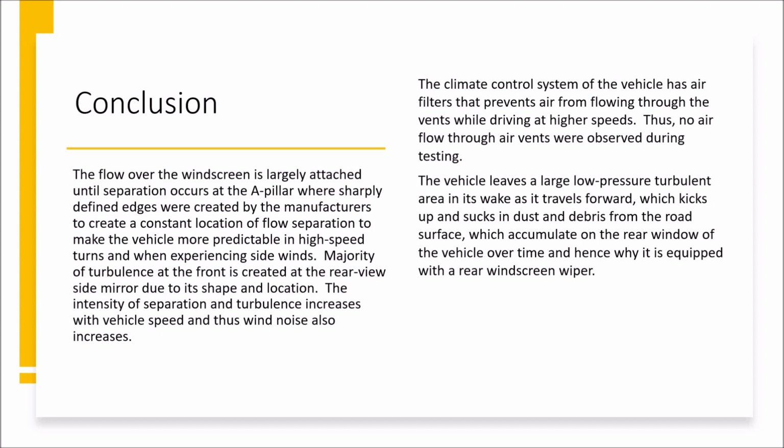The climate control system of the vehicle has air filters that prevent air from flowing through the air vents while driving at higher speeds. Thus no airflow through the air vents was observed during testing. The vehicle leaves a large low pressure turbulent area in its wake as it travels forwards, which kicks up and sucks in dust and debris from the road surface, which accumulate on the rear window of the vehicle over time, and hence why it is equipped with a rear windscreen wiper.